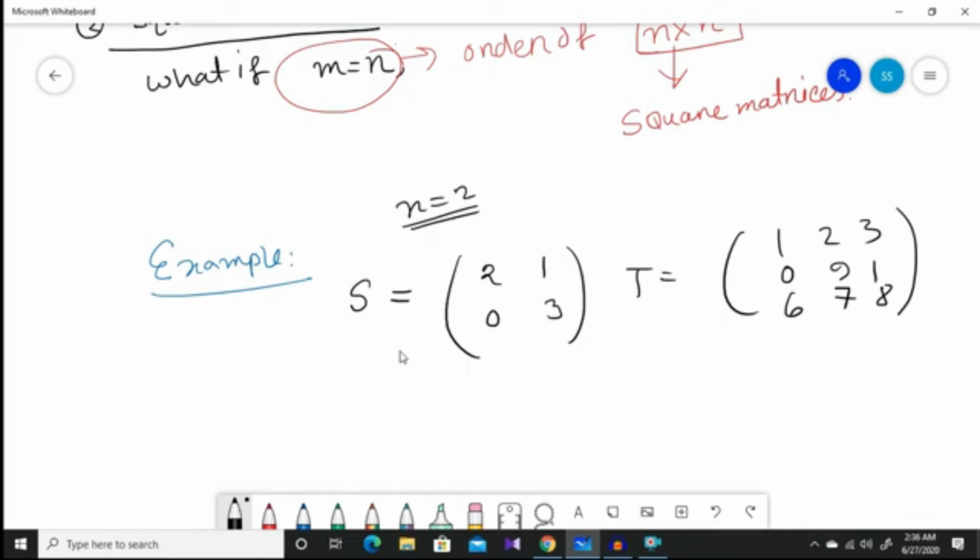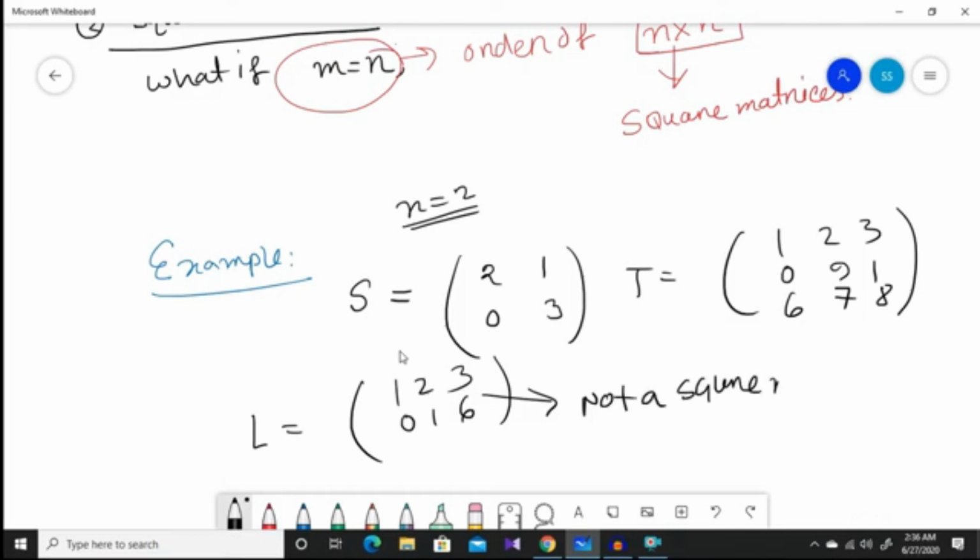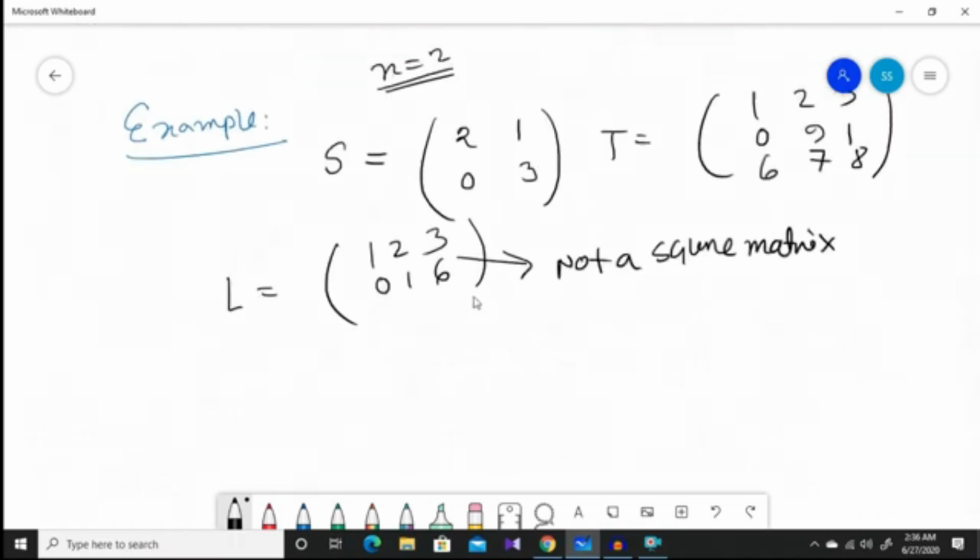However, note that if we had, let's say, L equals 1, 2, 3, 0, 1, 6, this is not a square matrix. And the reason is very clear, that here the number of rows and the number of columns are not equal. So that's why we are calling it that this is not a square matrix.